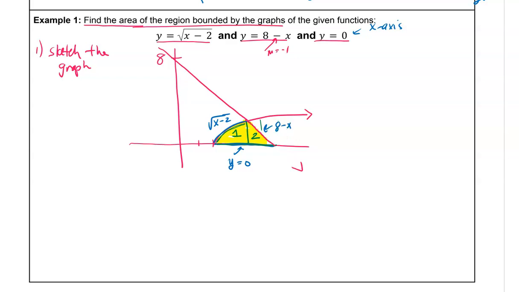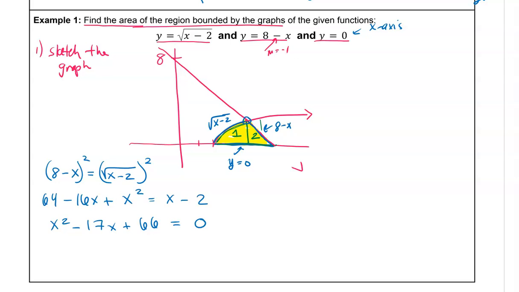Okay, so I need to find a couple of things. One of the things I need to find would be this point of intersection right here between the two. So I'm going to set up my equation to find when they're equal to each other. So I squared both sides, FOILed this side, and then got everything over to the other side, got 0 on one side. Now I will factor, and I get intercepts of 11 and 6.